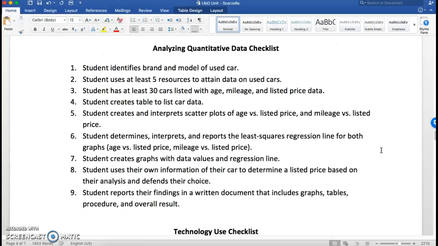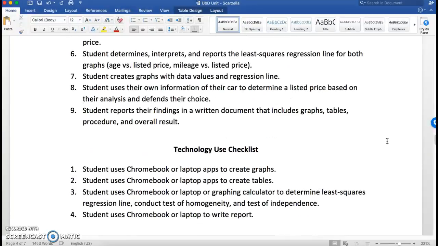And so basically, I didn't have a rubric because a rubric didn't make sense to do this. I wanted to make sure that they did specific things during the performance task, and that's why I have this checklist. Now, while they're doing this, they are going to use technology. I did say here that they can use a Chromebook or laptops to create graphs and tables. They can also use a graphing calculator to determine least squares regression lines, conduct different tests like tests of homogeneity or tests of independence, and use their Chromebook or laptop to write a report at the end.